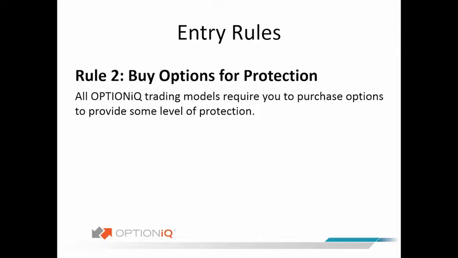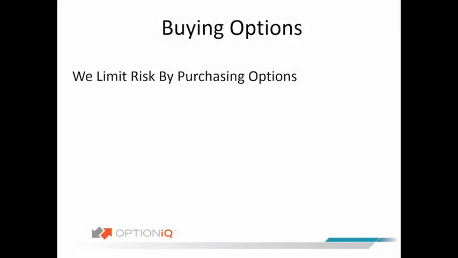So we're not going to be going out and buying options in an attempt to profit. We're actually going to be selling options in an attempt to profit, and we're only going to be buying options in an attempt to protect the options that we've sold. Okay? So rule number 2 is we're going to go out and buy options for protection. All of the Option IQ trades that you're going to see every day require you to purchase options to provide some level of protection in your trade.